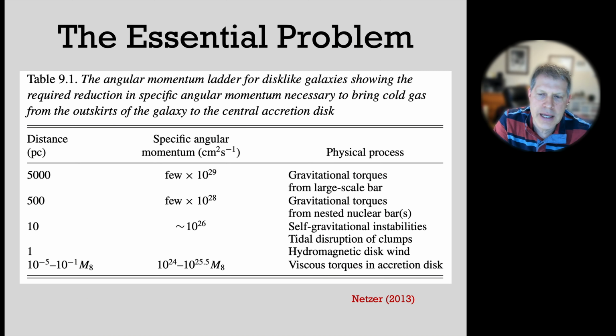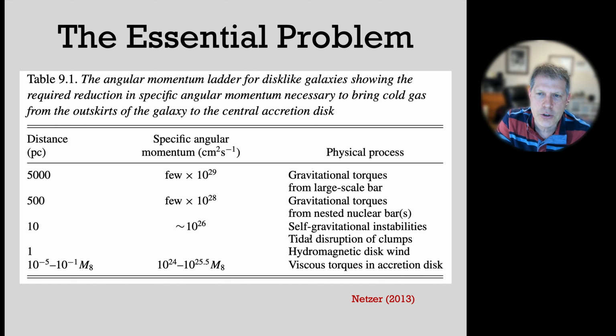And this here is a nice table taken from the Netzer book that summarizes this. This is the angular momentum ladder for disk-like galaxies. If you're out at 5,000 parsecs, you have a few times 10 to the 29 units of specific angular momentum, and then to work your way down to 500 parsecs or 10 parsecs or 1 parsec, you see you're having to go down by orders of magnitude, and then to work your way down to the immediate vicinity of the black hole, several more orders of magnitude are required.